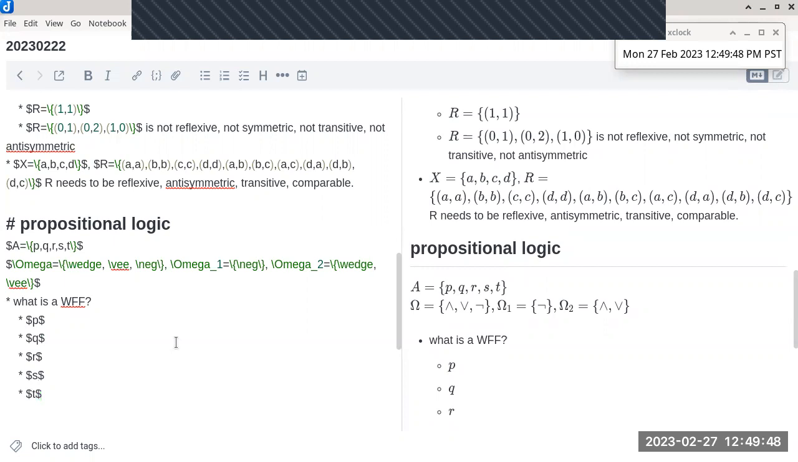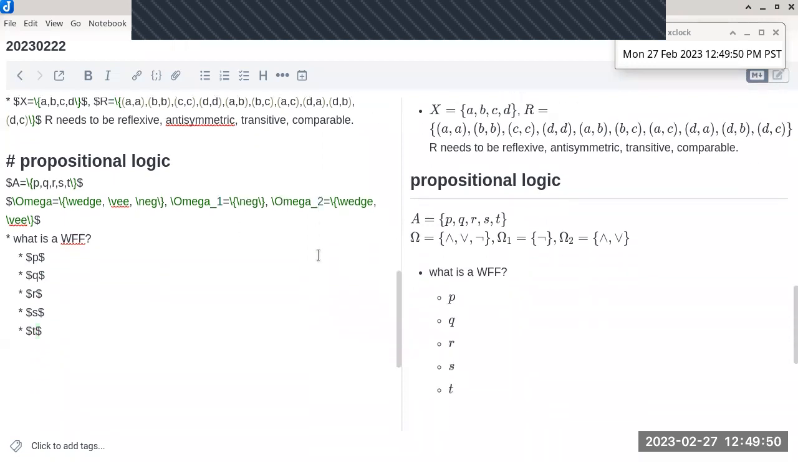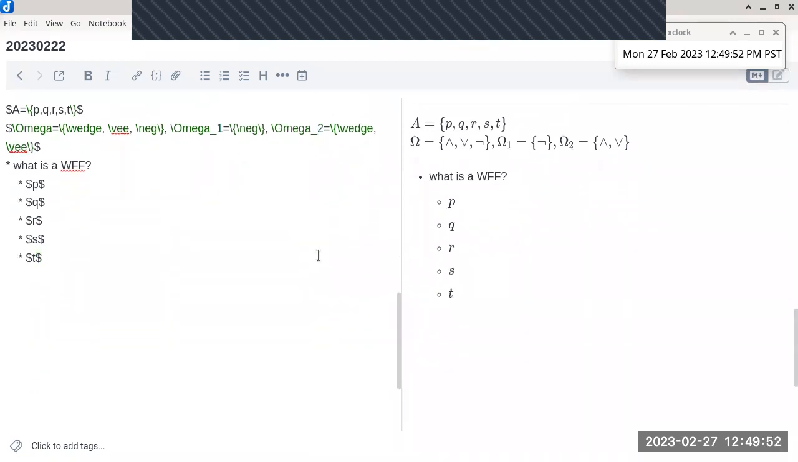Now P, Q, R, S, T, okay, let me scroll up here because I want you to focus on the left-hand side, right-hand side. So P, Q, R, S, T are well-formed formulae because they are in alpha. Everything in alpha is automatically well-formed. So now the question is, can we make new things that are also well-formed, even if it doesn't make any sense? The answer is, yeah, we can do stuff like that.